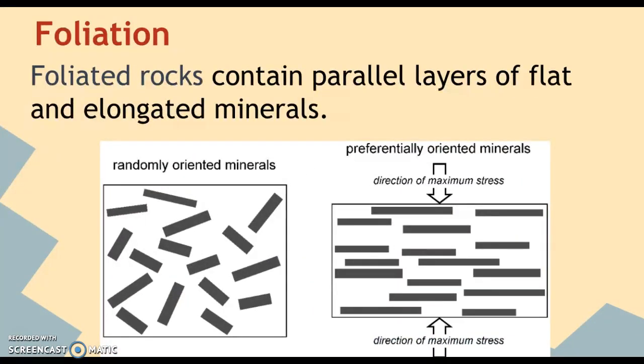Foliation. This is a characteristic of metamorphic rocks. Foliated rocks contain parallel layers of flat and elongated minerals. So those stripes or those layers that are visible in these parallel looking lines, that is called foliation.